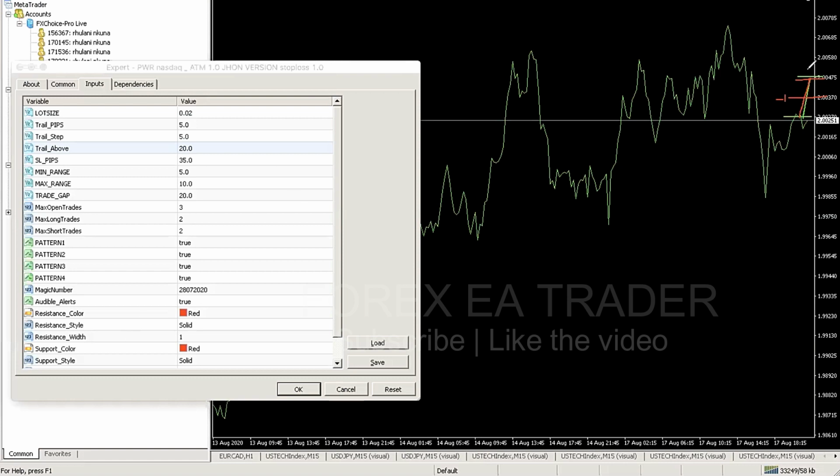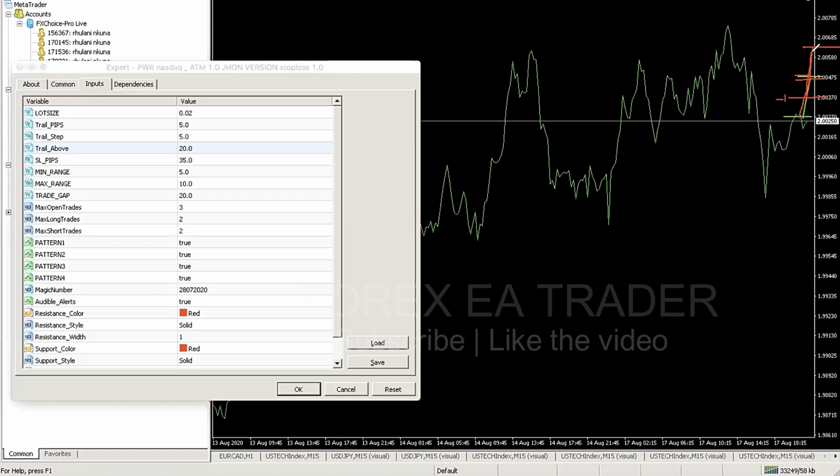And then the trail step is what? It's the trail pips, that 5. Once the market starts moving and moves 5 pips, the robot is going to push your stop loss forward to that point. So that's how we start trailing with 5 pips. That's what it means.